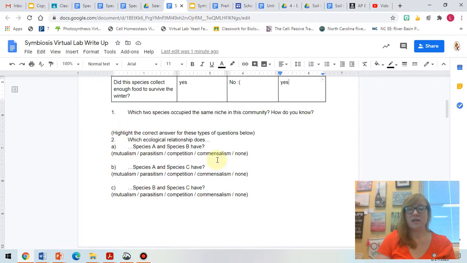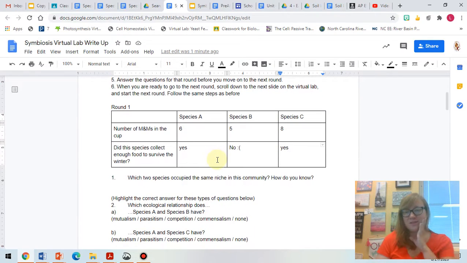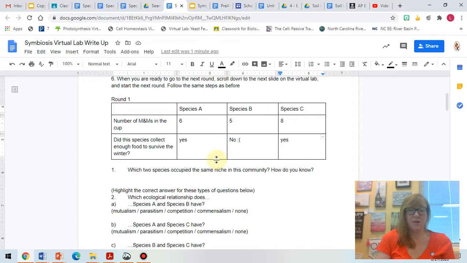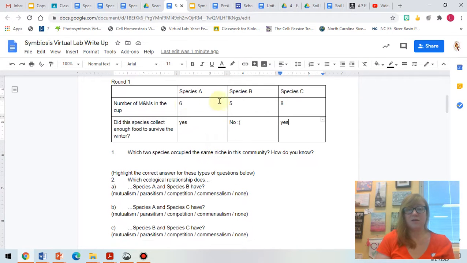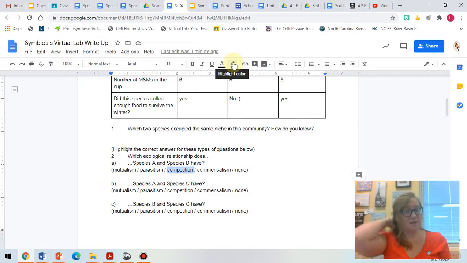What relationship do A and B have? Let's kind of do this one together. Okay, we'll do one together. Oops, you'll get a secret answer. Maybe you already had an answer. Maybe you can check your answer. So here's A and B. They both ate green M&Ms. So were they helping each other? No. Was one eating out of the other's cup or the other's body? No. Were they competing with each other? Yes. Okay. They both tried to eat the same thing, so they had a competition with each other.